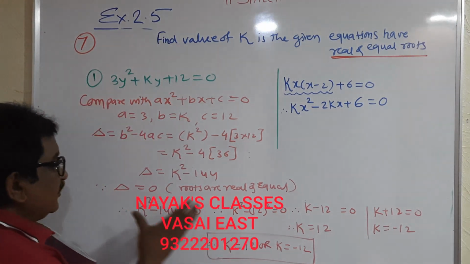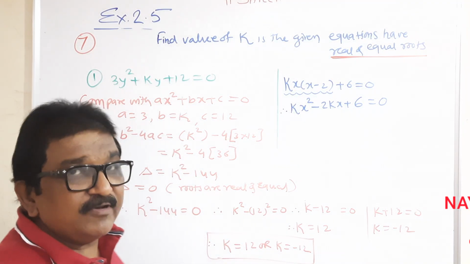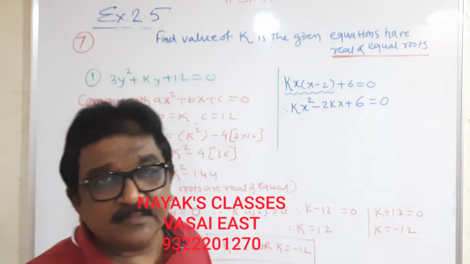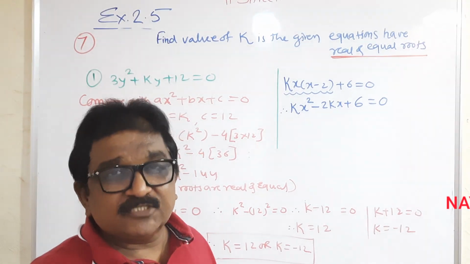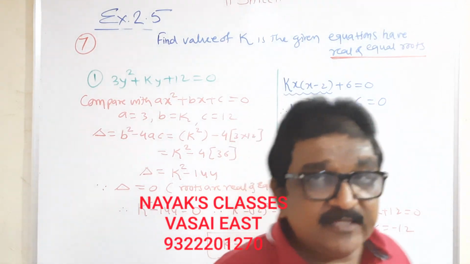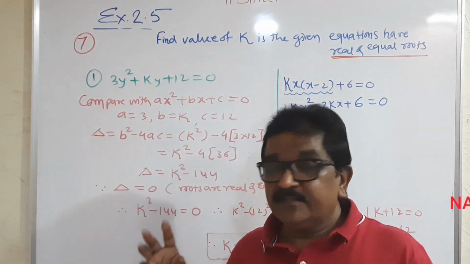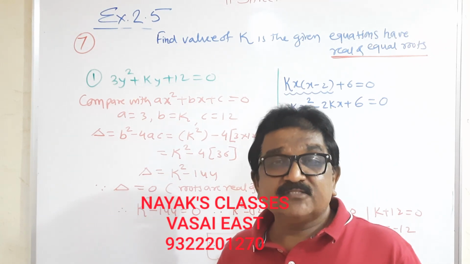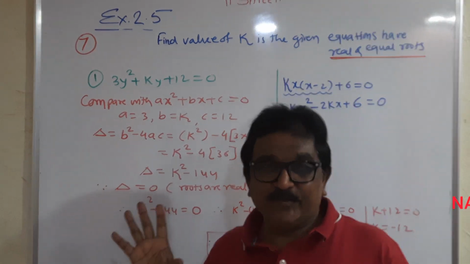Remember, why we have taken delta is equal to 0? The roots are real and equal. The relation between the value of roots and delta, that is the discriminant, that is b square minus 4ac. It's a very tricky one. They are not given directly, they are given as a hidden hint that the equation has roots real and equal, meaning the answer of b square minus 4ac must be equal to 0. Correct?